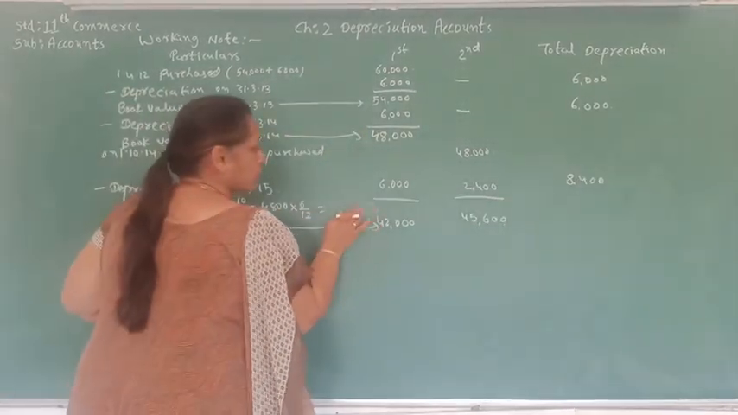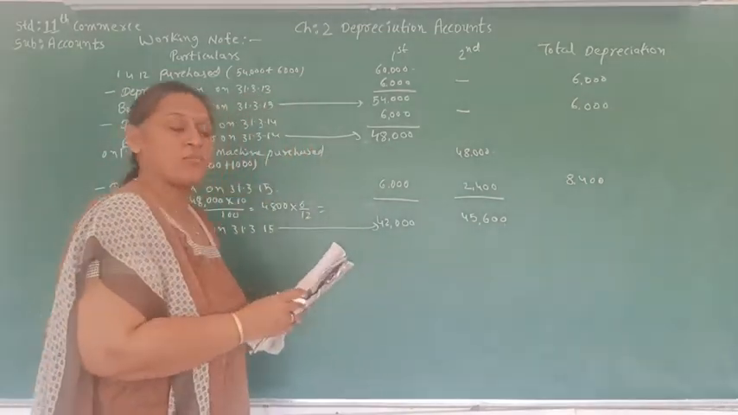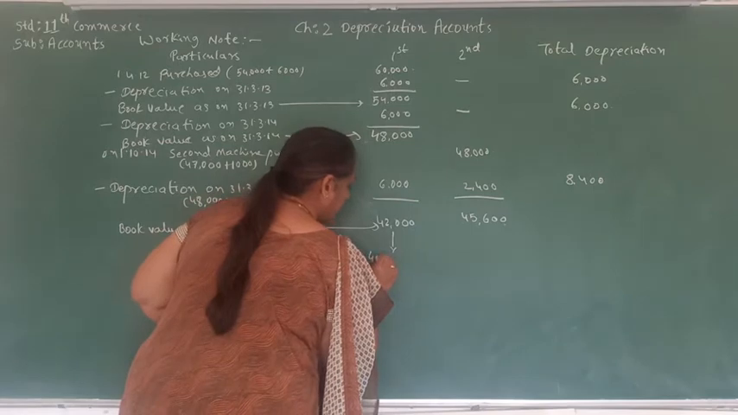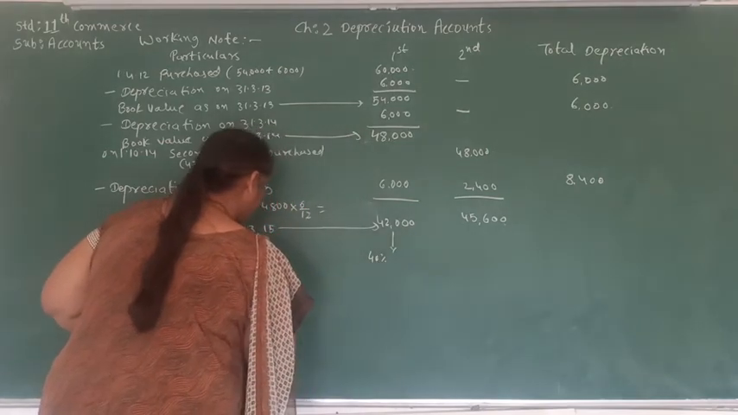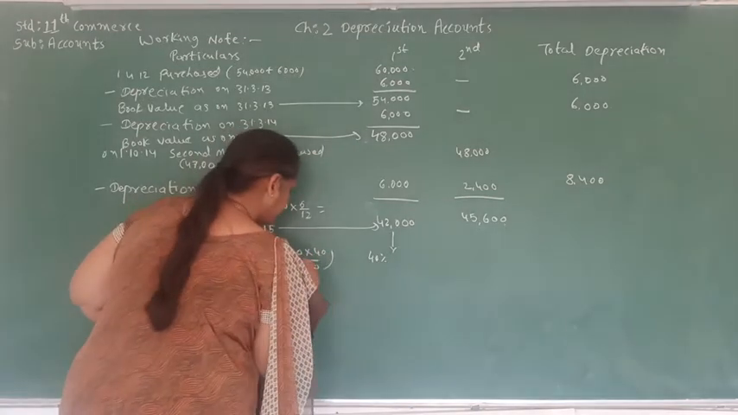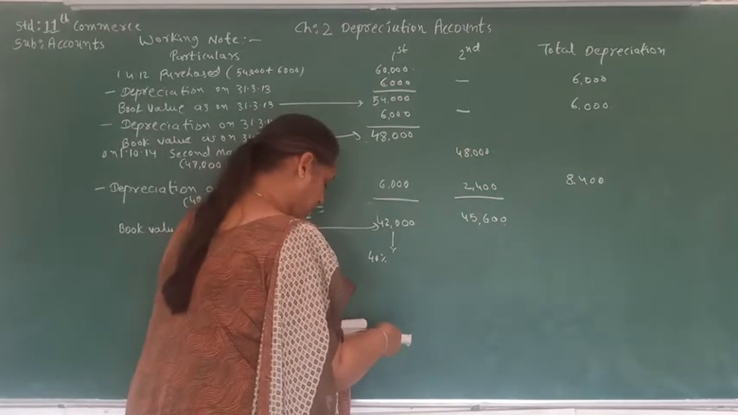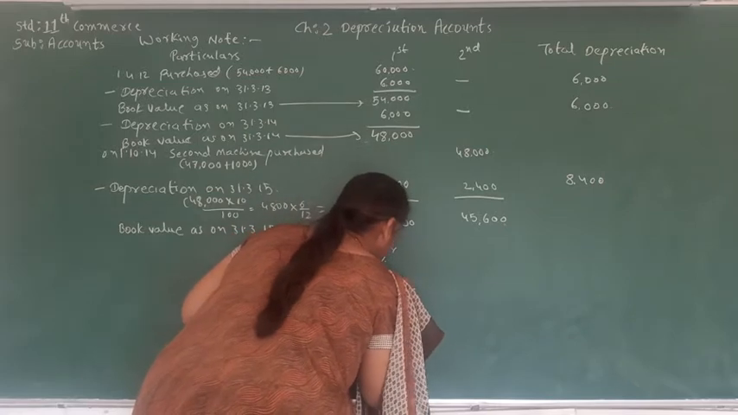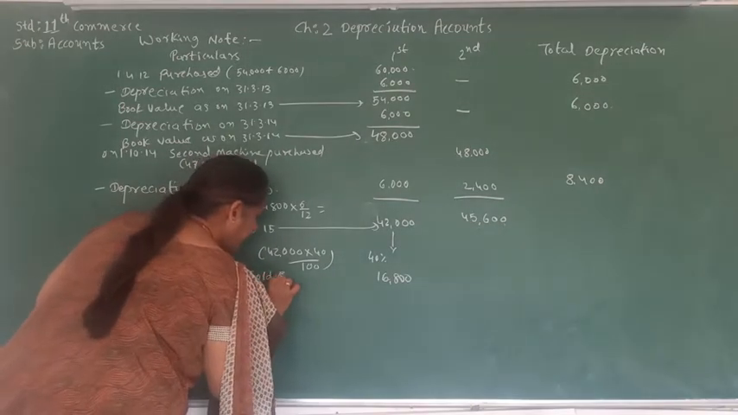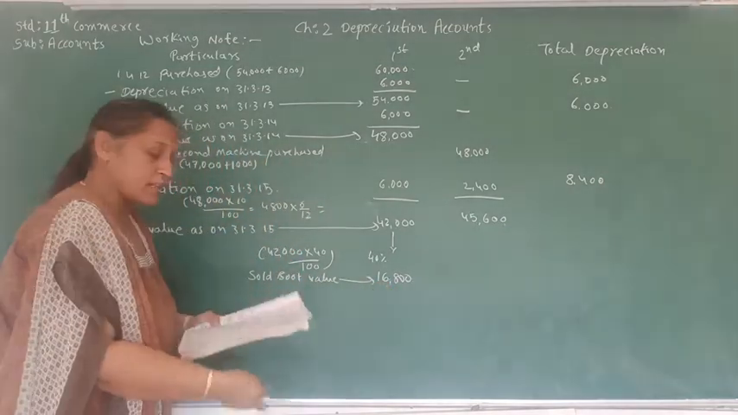Here again, as we know, at the end of the third year, from 42,000 we are going to sell 40% of the machine. So let's calculate 40% of this. 42,000 into 40 upon 100. So 40% of 42,000 will be 16,800. So this is the book value that we have sold. This is supposed to be shown in the balance sheet.